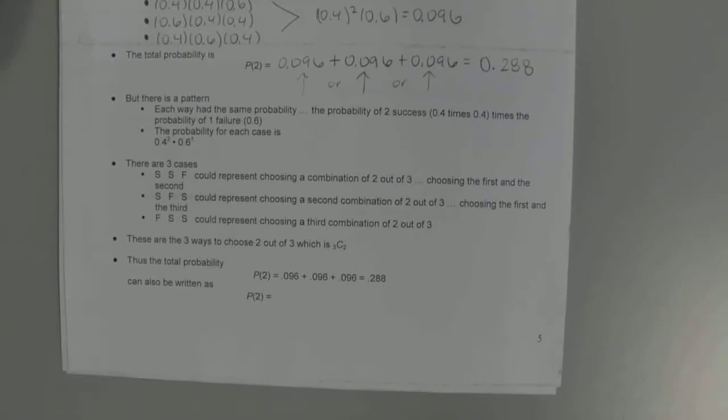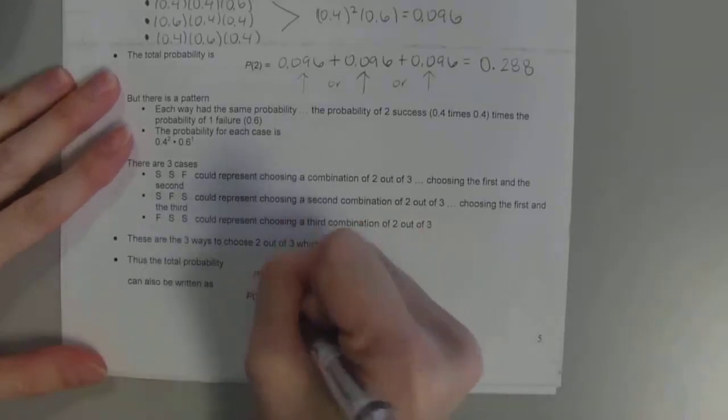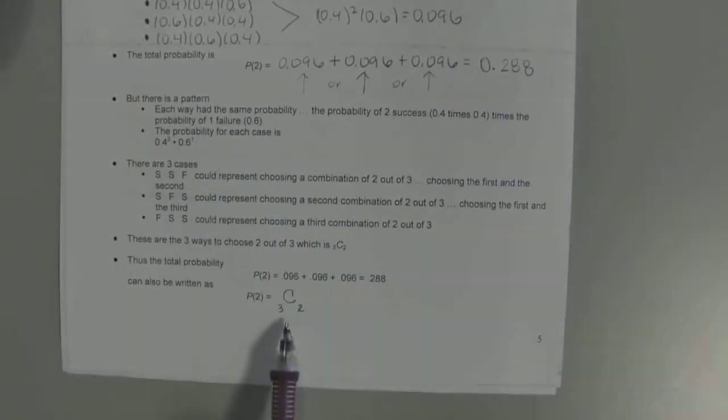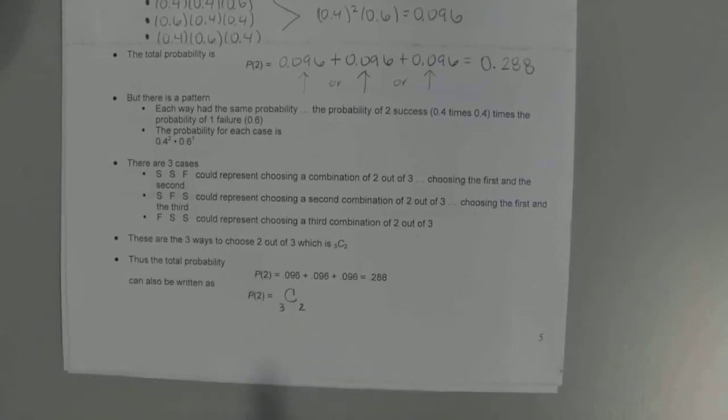Permutation or combination? Which one is order didn't matter? Combination, right? So if we do 3 choose 2, this is a quick, easy way to figure out how many ways you can make 2 out of 3. So guess what you'd get if you did 3 choose 2 in your calculator? You get 3, right? We have 3 different orders, okay?